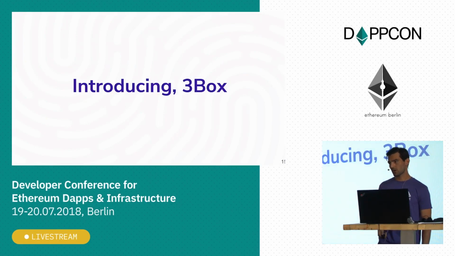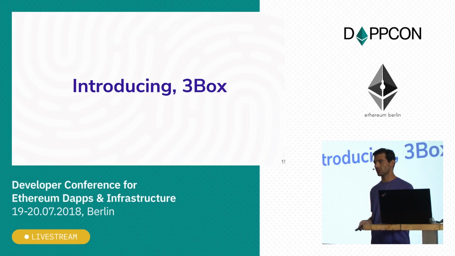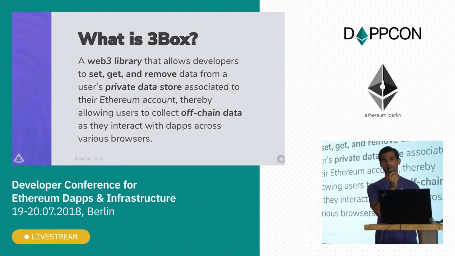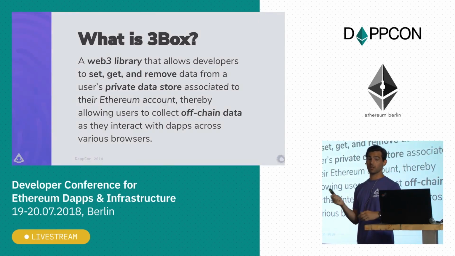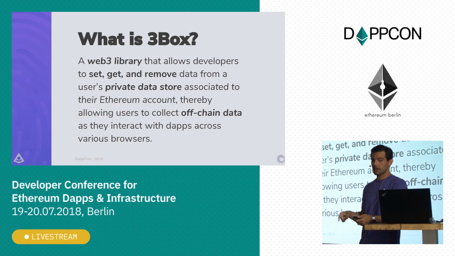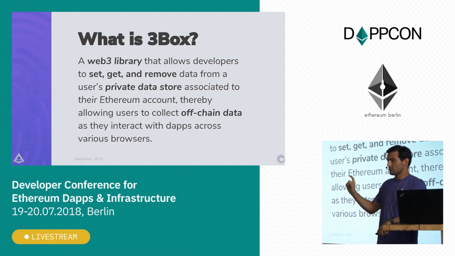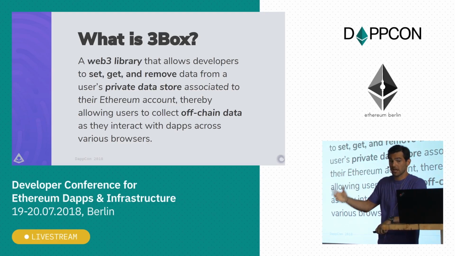And so what I've been working on and what we've been developing, and it's still pretty early stage, I'll show you an MVP prototype that we developed, but it's called 3box. So what is 3box? It's a Web3 library that lets developers set, get, and remove data from a user's private data store associated to their Ethereum account, thereby allowing users to collect off-chain data as they interact on Web3. What that actually means is you have an Ethereum account with a seed. Wherever you use that Ethereum account, on whichever browser or wallet you use it, you can basically access a private data store. It's like your personal data API.